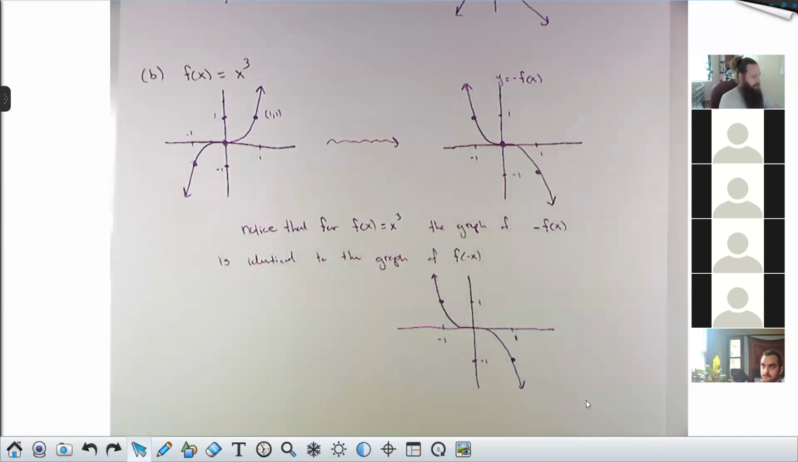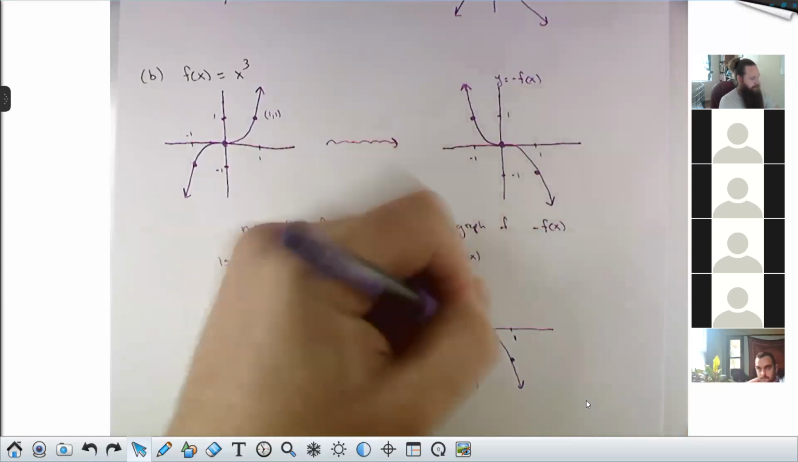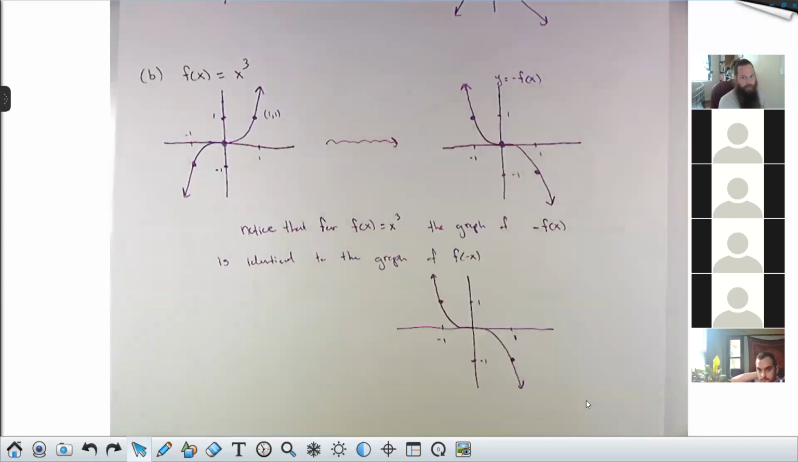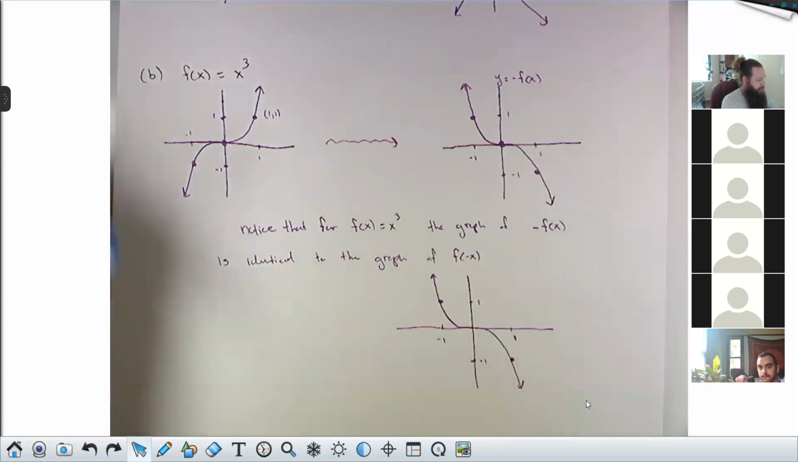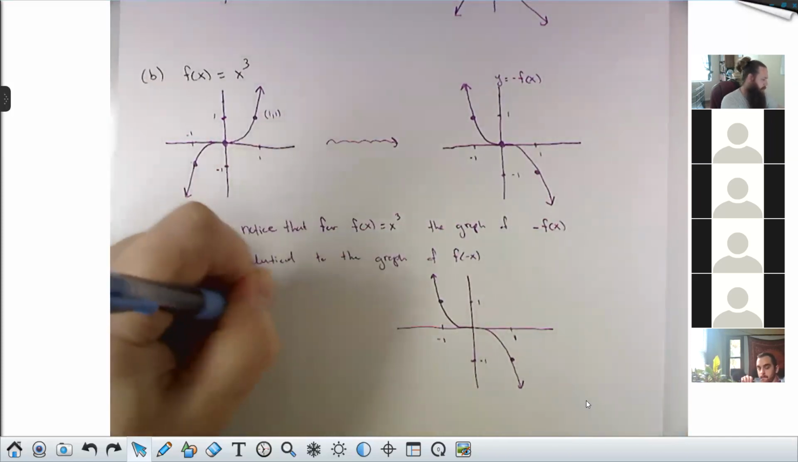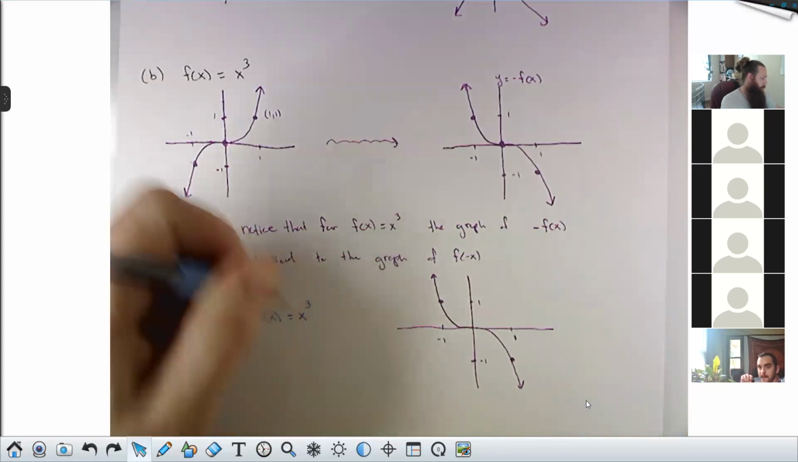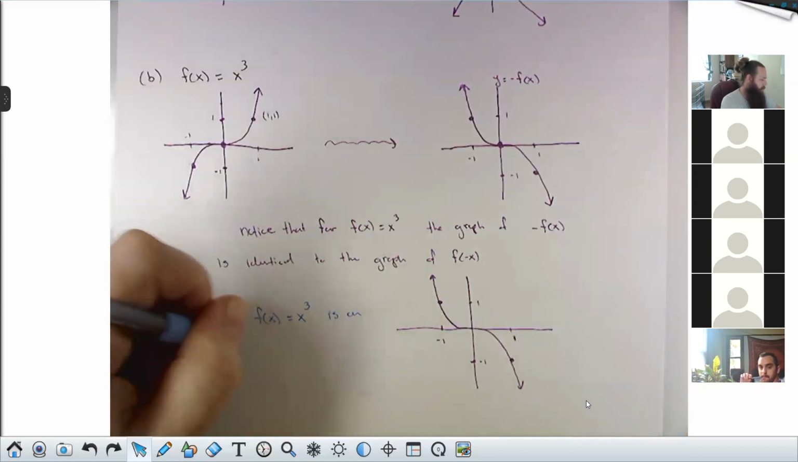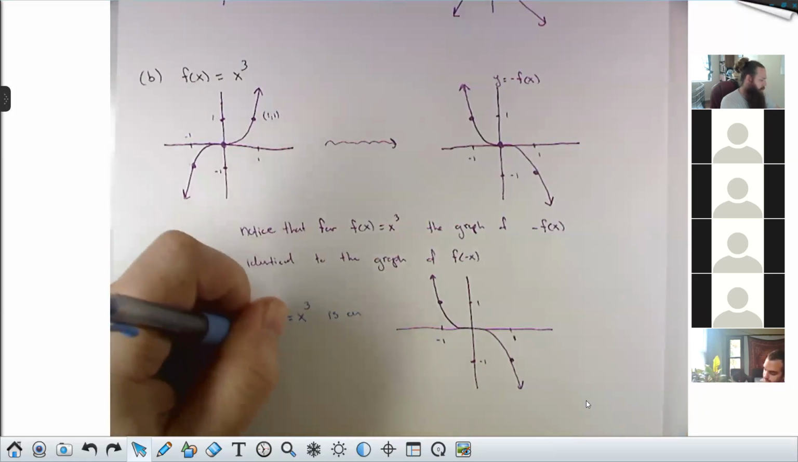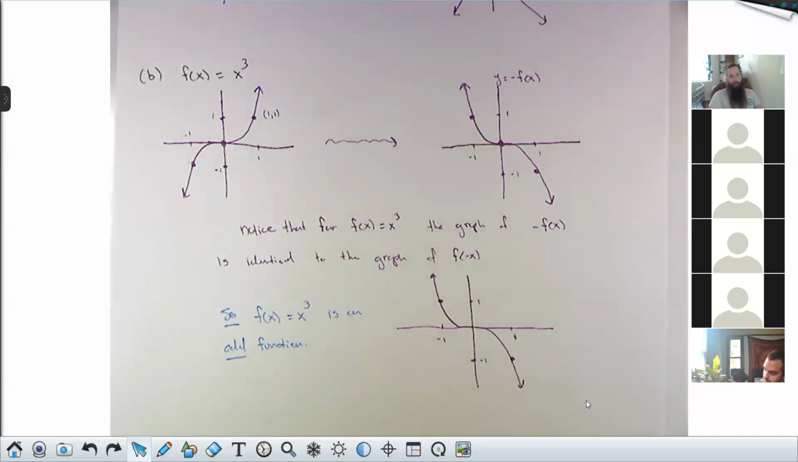So this is the graph of f of negative x, and this is the graph of negative f of x, and they're literally the same. And that tells us that f of x equals x cubed is an odd function. So even functions don't care when you flip them over horizontally. They stay exactly the same. Odd functions, if you flip them horizontally, it's the same as flipping them vertically.